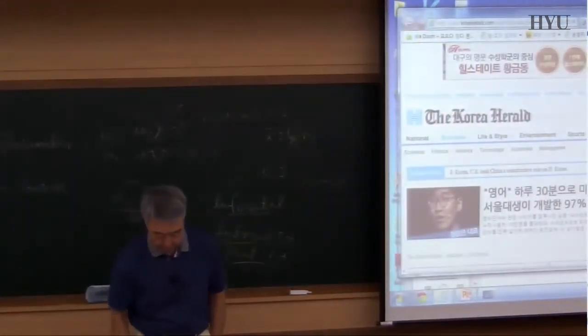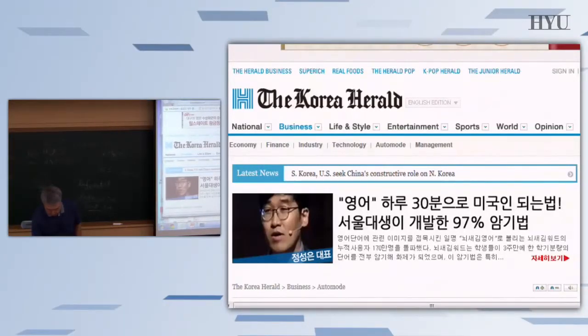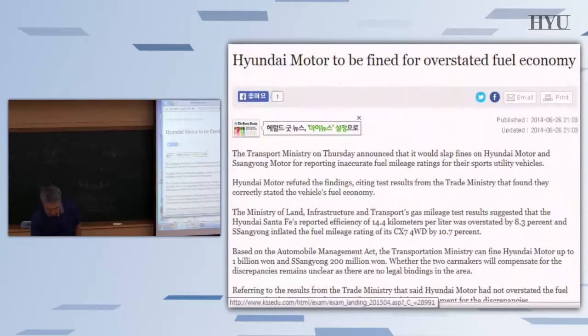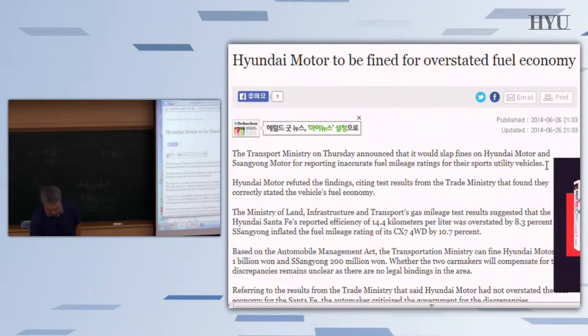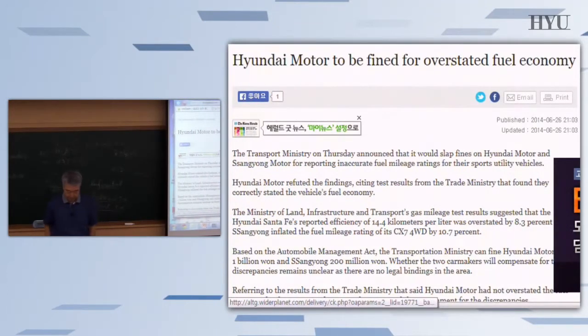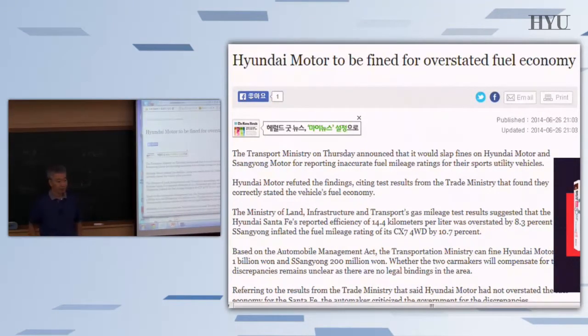Okay. So this is the Korea Herald, June 26 last year. It says the Transport Ministry on Thursday announced that it would slap fines on Hyundai Motor and SsangYong Motor for reporting inaccurate fuel mileage ratings for sports utility vehicles. So apparently it's not just Hyundai and Kia, but some other companies were doing that in Korea.